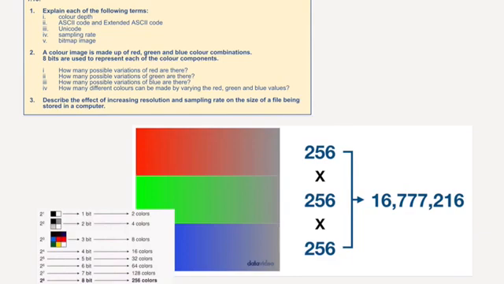Okay, and just to answer the final thing, describe the effect of increasing resolution and sampling rate on the size of a file being stored on a computer. If we increase the resolution or we increase the sample rate, well, obviously, in terms of images, it's going to increase the size, and in terms of sound, it's going to increase the size. The higher the quality, the more space it's going to take up, the more space is going to be needed to store that file. Okay, so that answers all of those 3 questions.